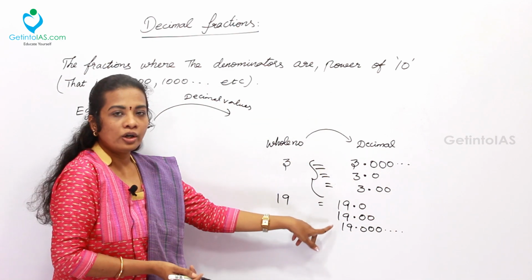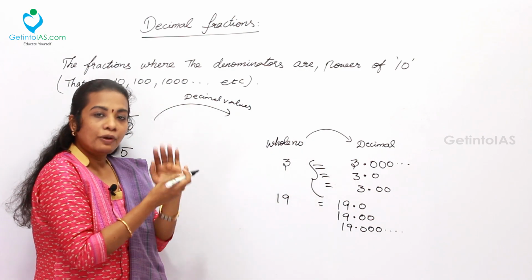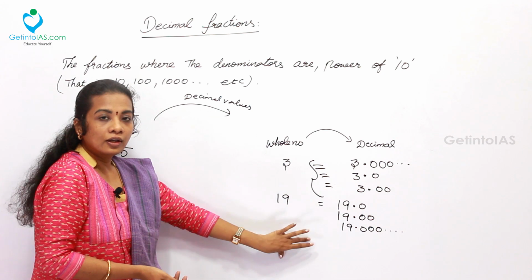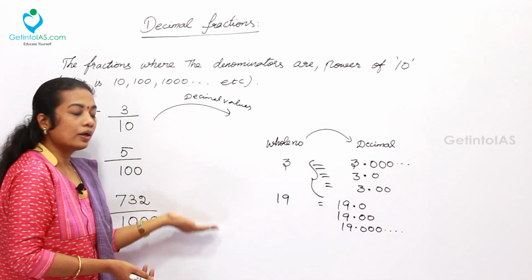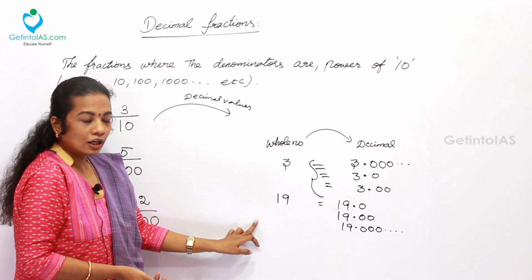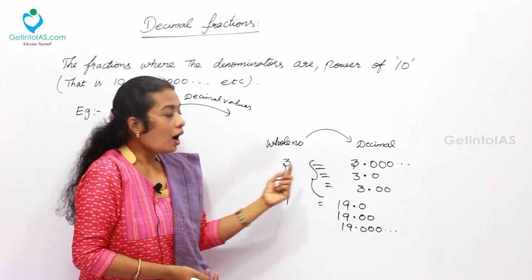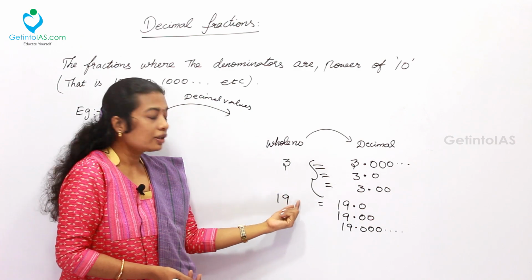Why are we doing all this? In order to make our simplification process easy. So before knowing this fact, it is not possible to understand these things. So here this is the basic fact: any whole number can be written in the form of decimal, where the decimal point will be at the end of the value, that is after the value.